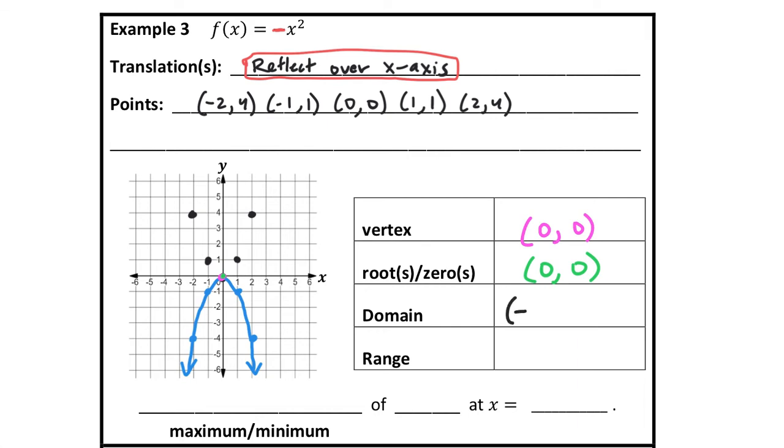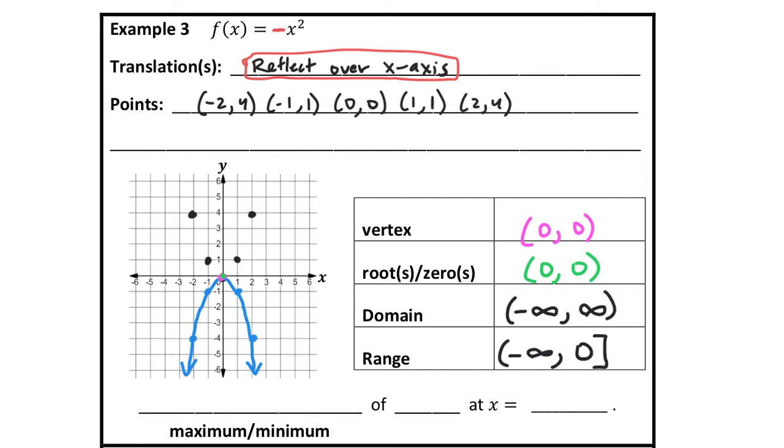Domain doesn't change, and it never changes. For the quadratic, the domain never changes, but the range does. So now what's the lowest that the graph goes? It goes as low as -infinity, but it goes as high as 0. So this is 0 with a bracket.